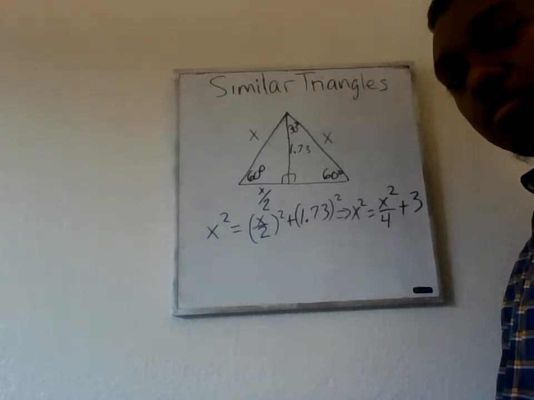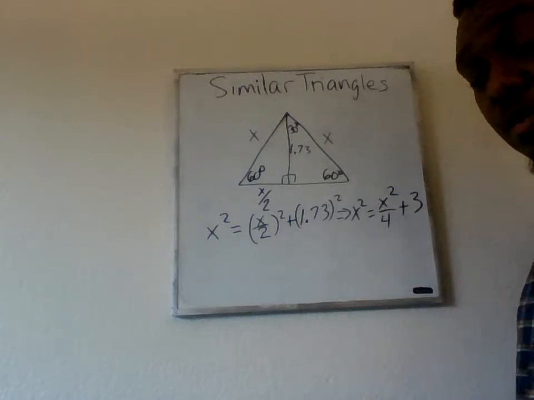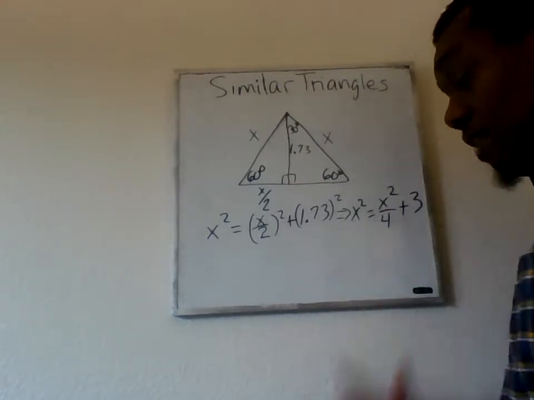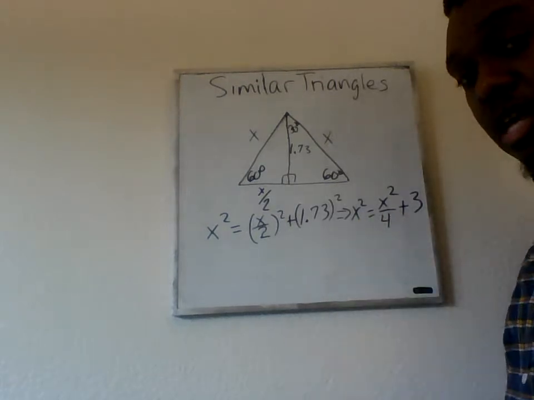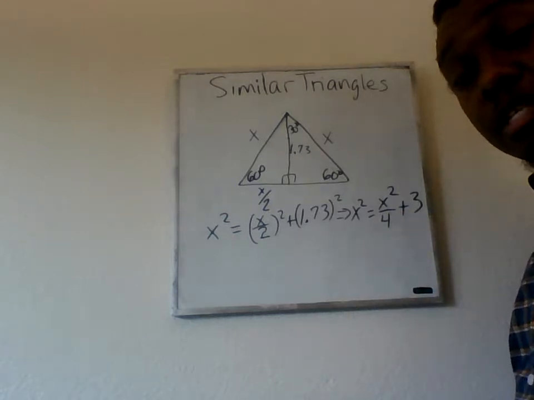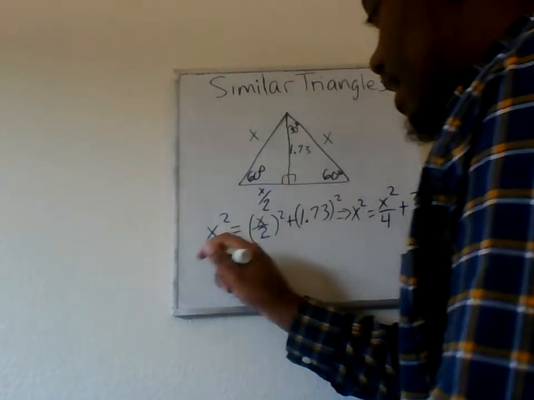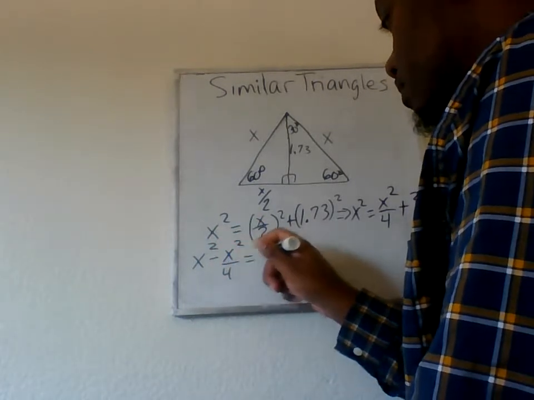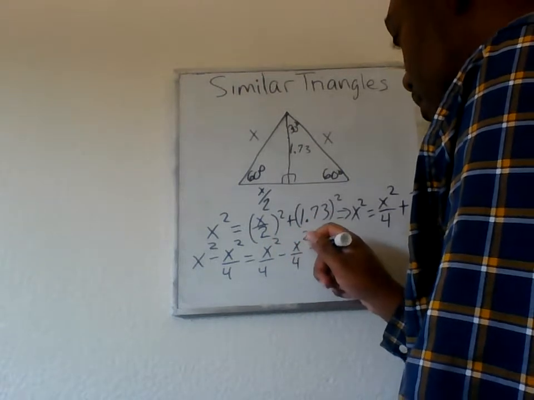Well, what do we do now? We need to simplify this, but I have x's on both sides of the equation. So if you look back at algebra, we can move this to the other side, or vice versa, however we want to do it. In this case, I'm going to move this x squared divided by 4 to the other side. How am I going to do that? It's adding, so the inverse of addition would be subtraction. So I'm going to subtract x squared divided by 4 on both sides. So I have x squared minus x squared divided by 4 equals x squared over 4 minus x squared divided by 4 plus 3.